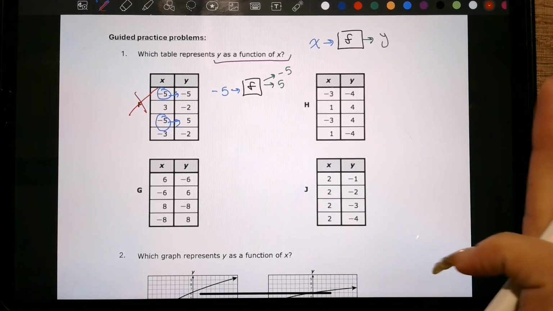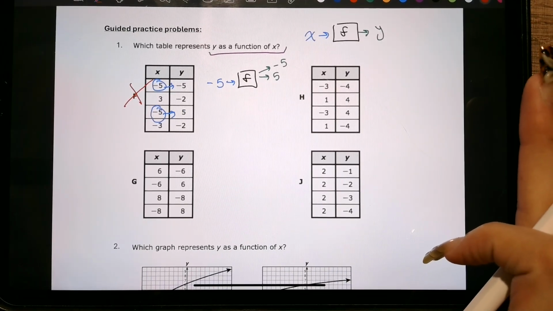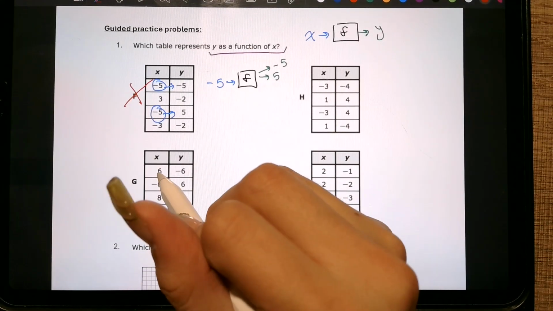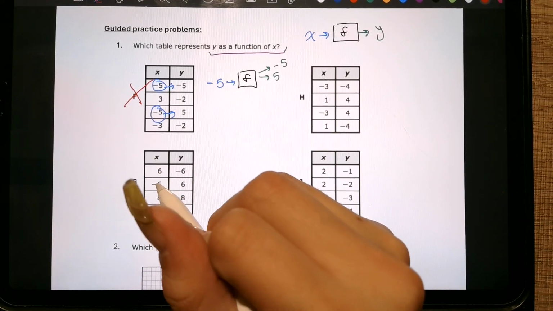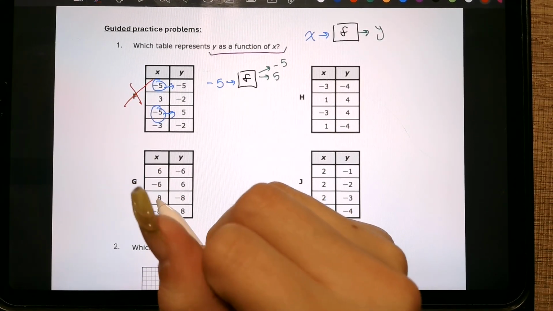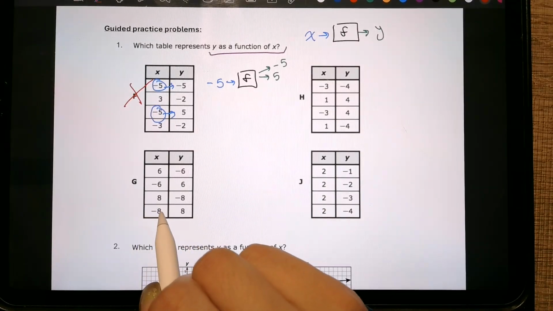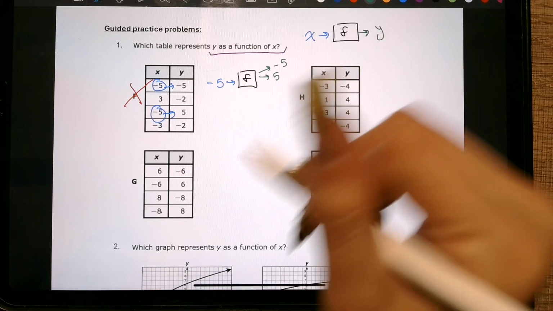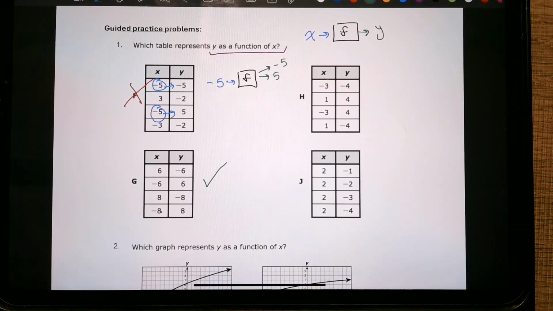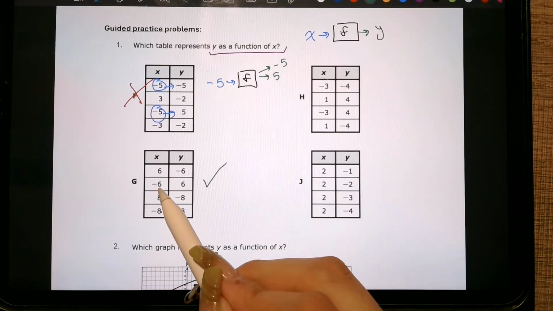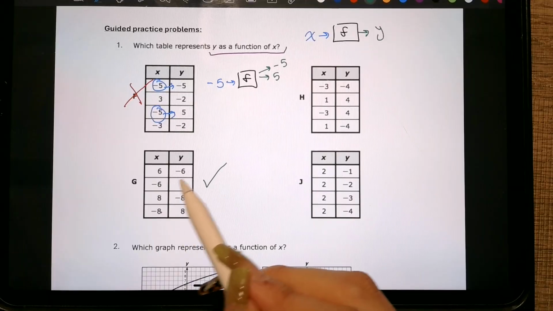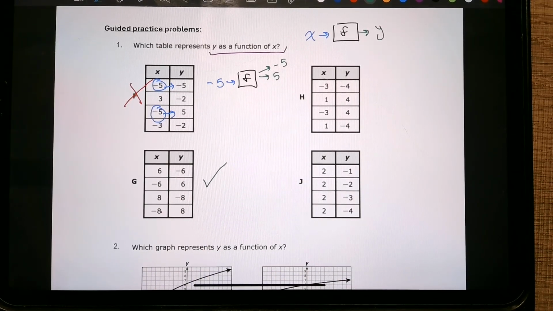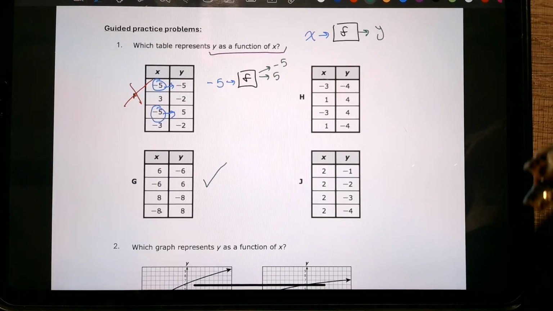But I'm going to try to just make it a little quicker than that. So let's see if our x repeats. Does 6 repeat? No. Does -6 repeat? No. Does 8 repeat? No. Does -8 repeat? No. Which means that this is a function. Okay? Because none of my x's repeat, so I know that they all have their own unique output or their own pair.